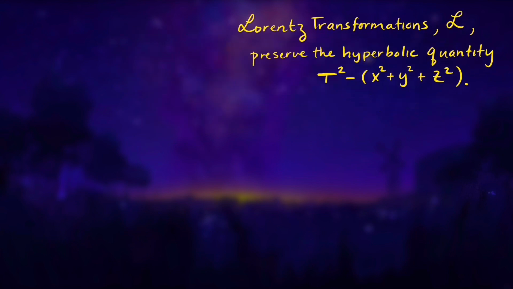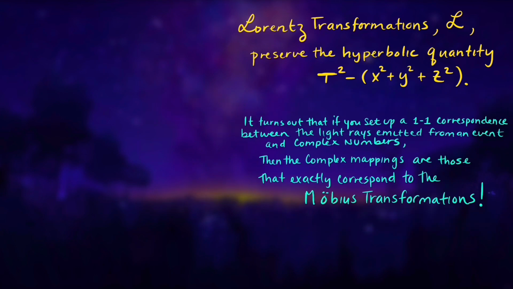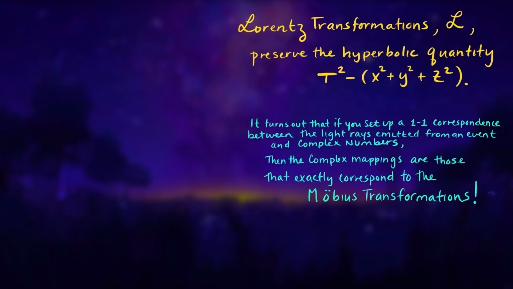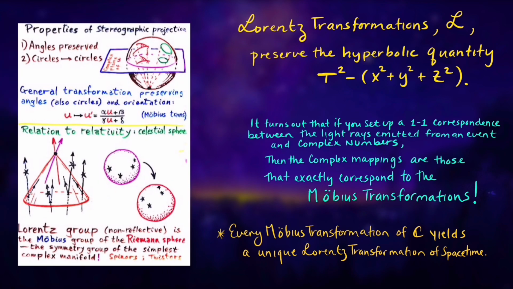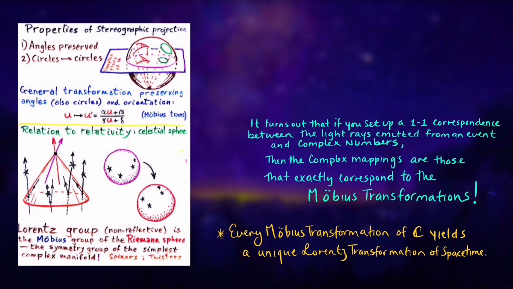And a Lorentz transformation, L, preserves the hyperbolic quantity t squared minus the quantity x squared plus y squared plus z squared. And it turns out that if you set up a one-to-one correspondence between light rays emitted from an event and complex numbers, the complex mappings are exactly those that correspond to Mobius transformations. In other words, every Mobius transformation of a complex number yields a unique Lorentz transformation of spacetime, something Roger Penrose took advantage of in his book, The Road to Reality.